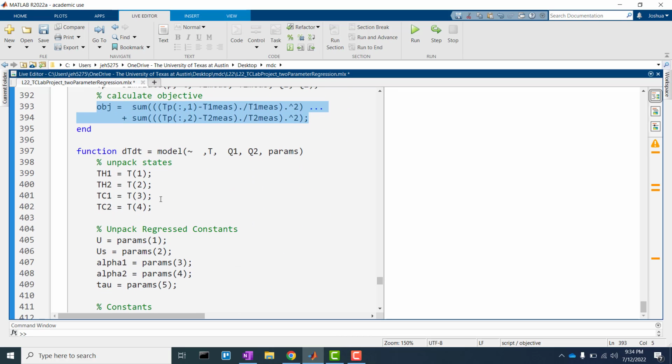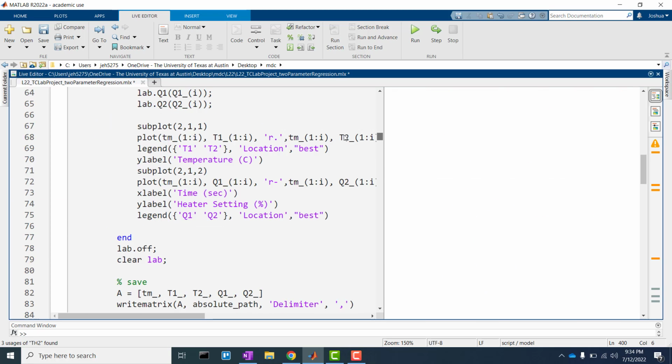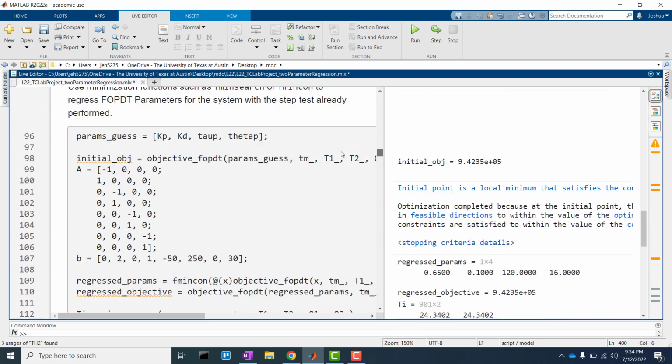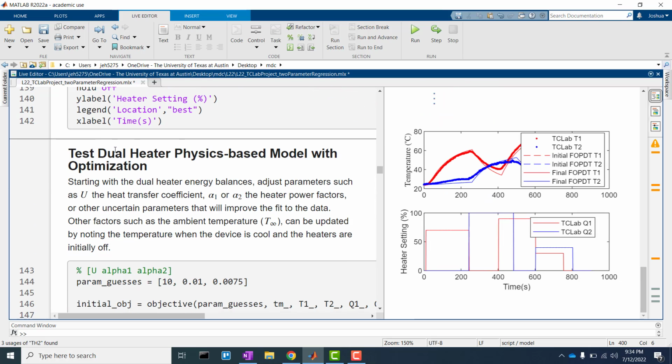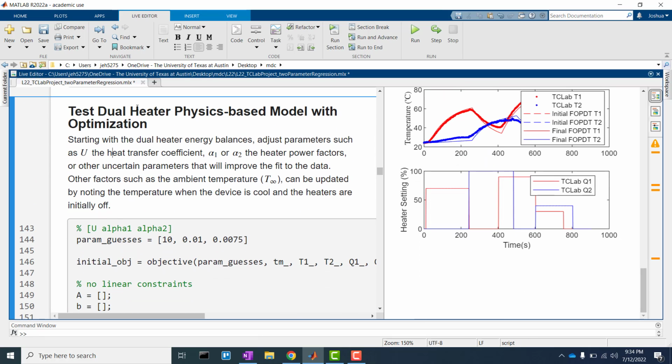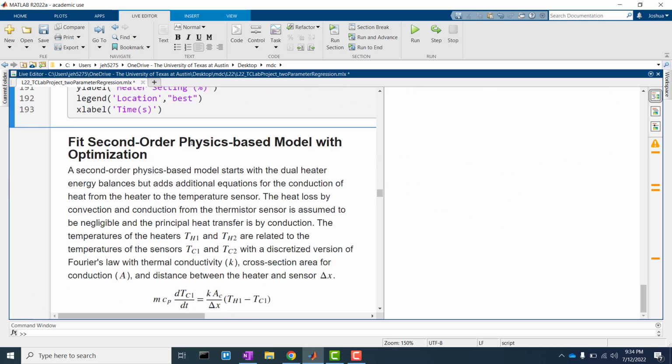Then we have dt model, which takes as inputs th1, th2, tc1, and tc2. This is where we have our heater. And so let's scroll back up and look at this optimized FOPDT fit, which we've done. Then we have testing the dual heater physics-based model with optimization.